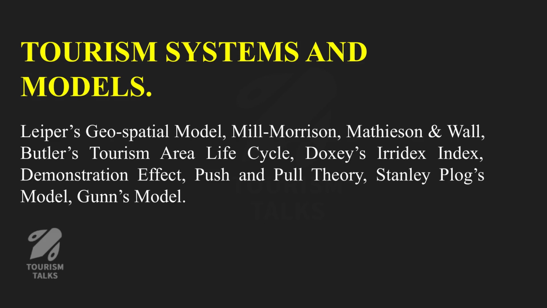Today we are going to discuss various tourism systems and models. The major tourism systems and models are Leiper's geo-spatial model, Mill-Morrison's tourism system, Mathieson and Wall's model, Butler's tourism area life cycle, Doxey's Irridex index, demonstration effect, Crompton's push and pull theory, Stanley Plog's model and Gunn's model.